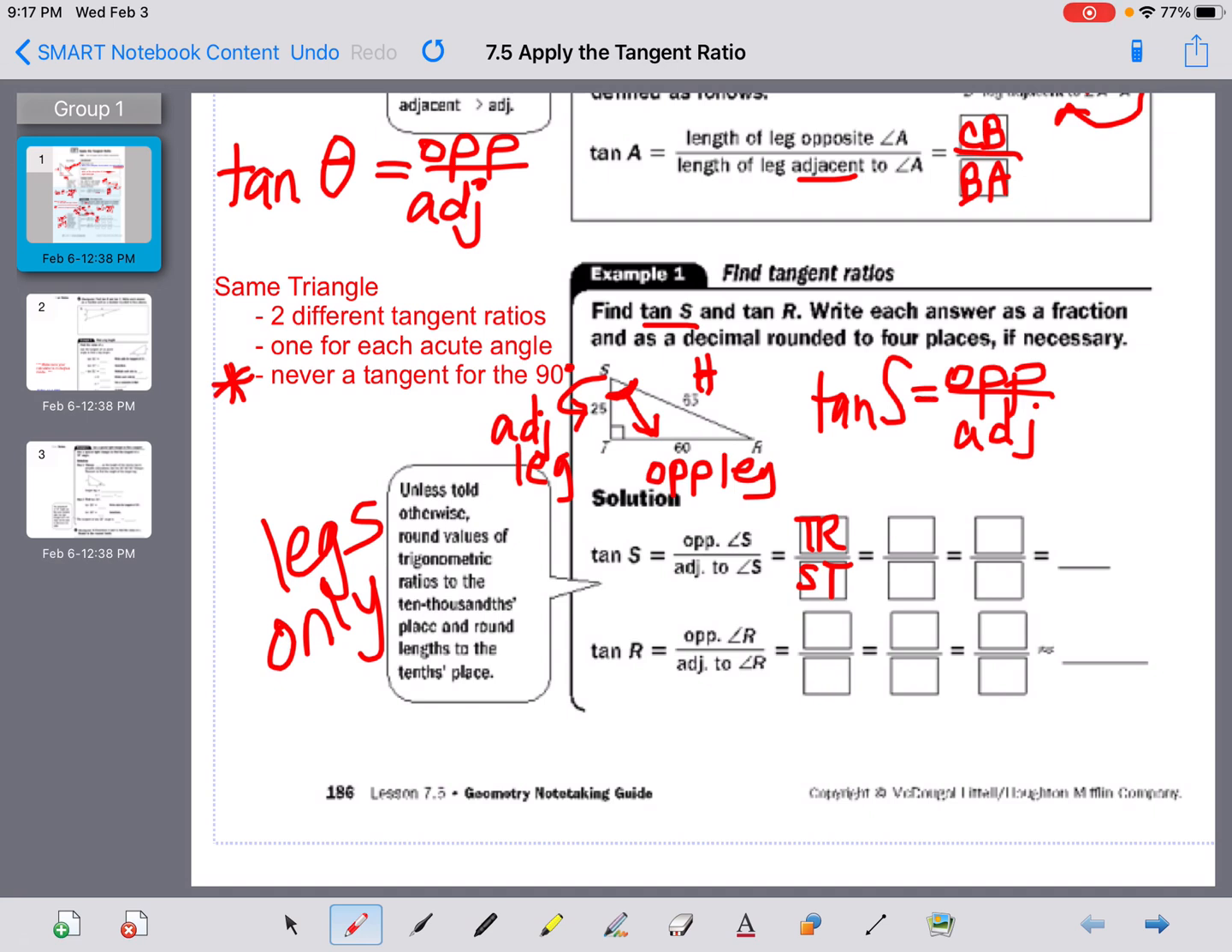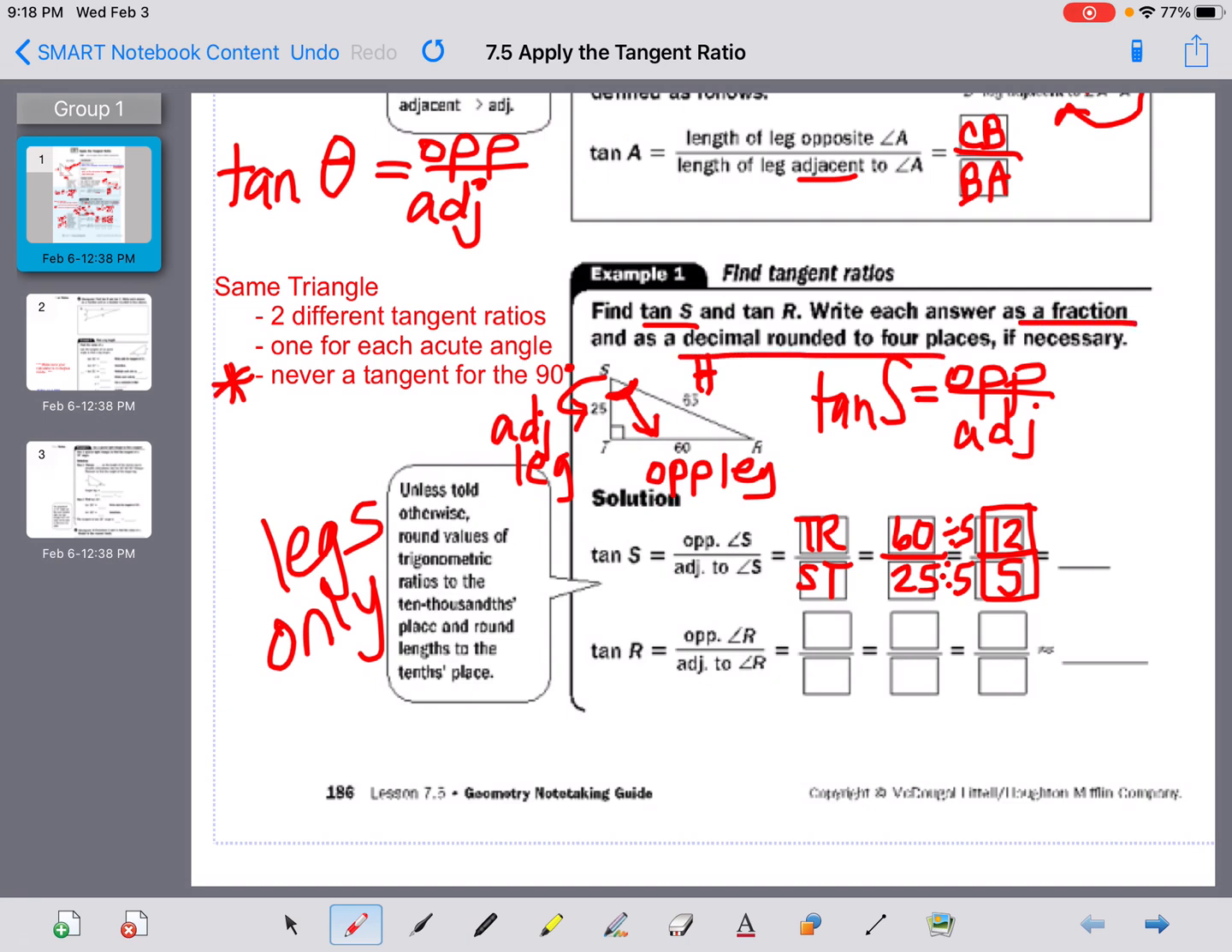Okay, let's put some values to that. My opposite leg there is 60. My adjacent leg there is 25. And just like any ratio we've looked at in the last few chapters, reduce, reduce, reduce. Okay, what can I divide both of these by? 5. So I get 12 over 5, and that's as small as I can go. That is my tangent ratio as a fraction. So it said write it as a fraction.